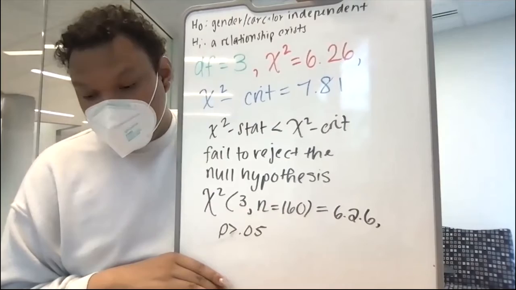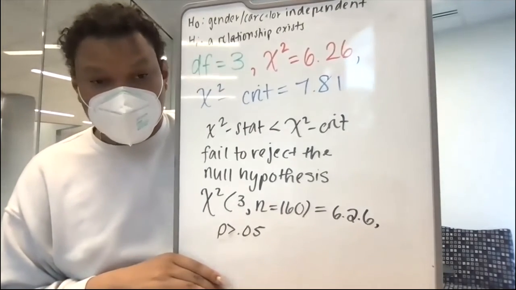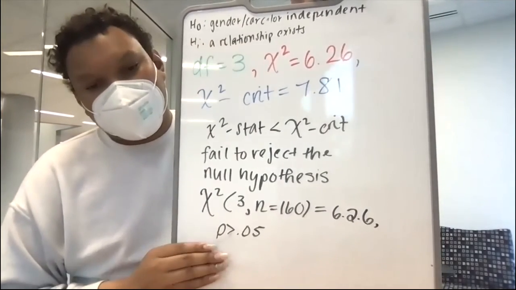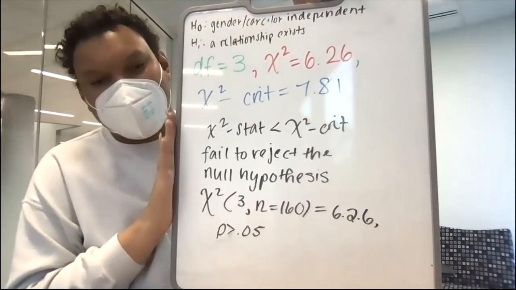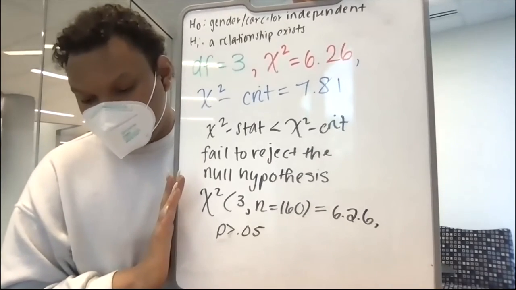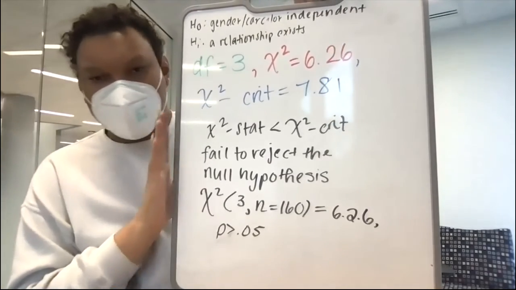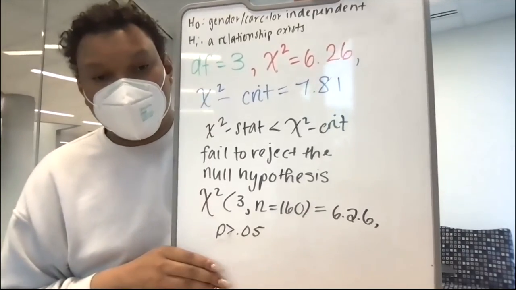The final step of hypothesis testing is seeing the effect size. Now, normally we would do this if we had rejected the null hypothesis and found a significant relationship between gender and car color or any variables for that matter. But since we didn't, we won't be doing that.